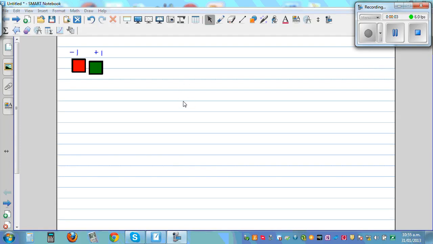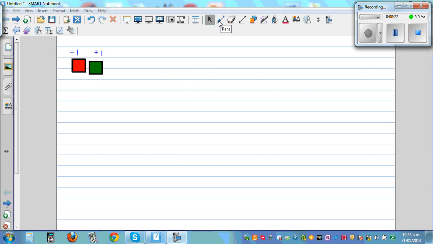In this video, I want to talk about adding integers, only adding integers using algebra tiles. Now these are algebra tiles. Let's define this red tile as -1 and this as +1.